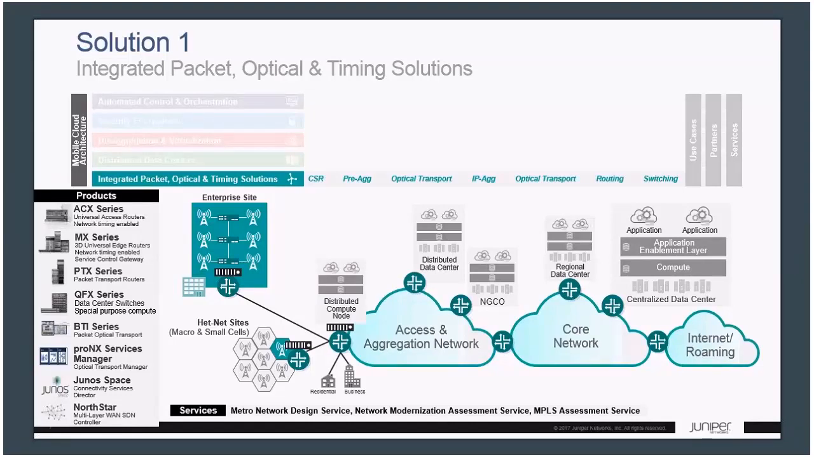We also offer various services in this solution area. So specifically here, just a few mentioned. One is Metro Network Design Service. The second one, Network Modernization Assessment Service. And the last one listed here, MPLS Assessment Service.